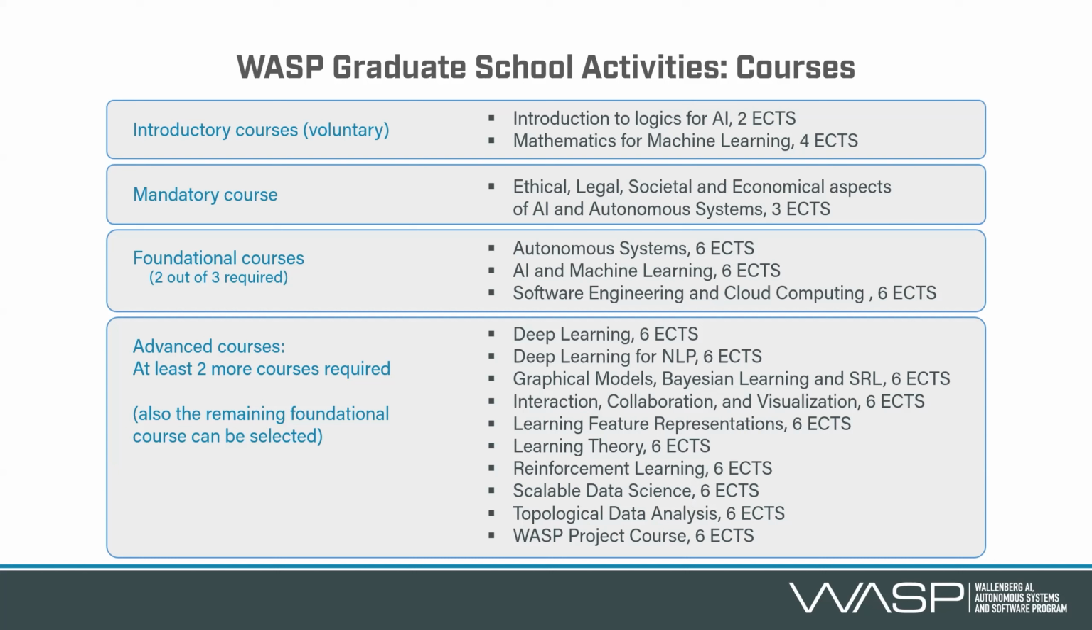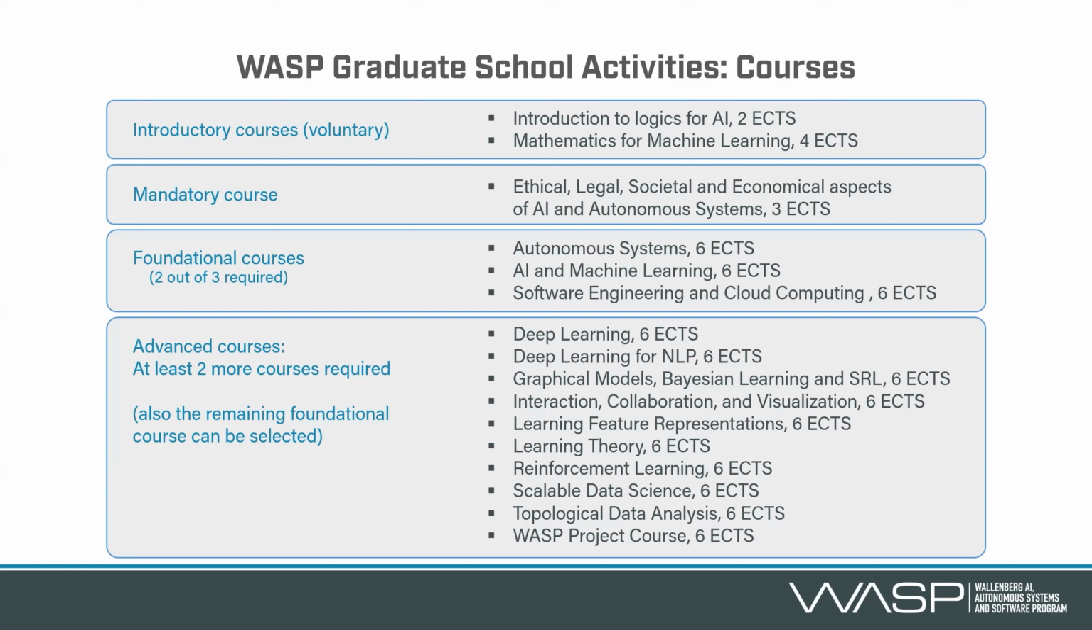And then there's a mandatory course, which is called Ethical, Legal, Societal, and Economical Aspects of AI and Autonomous Systems. And this is taken by everyone in WASP. Then we come to the foundational courses type, and here you're required to take 2 out of 3. These 3 courses are Autonomous Systems, AI and Machine Learning, and Software Engineering, Cloud Computing.